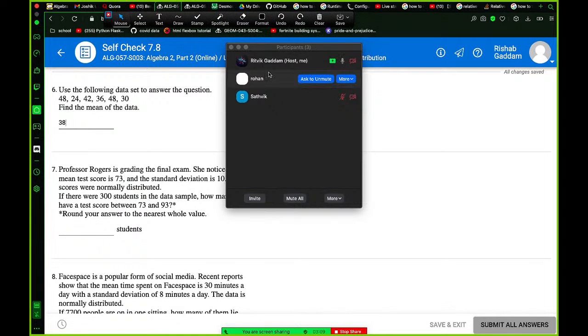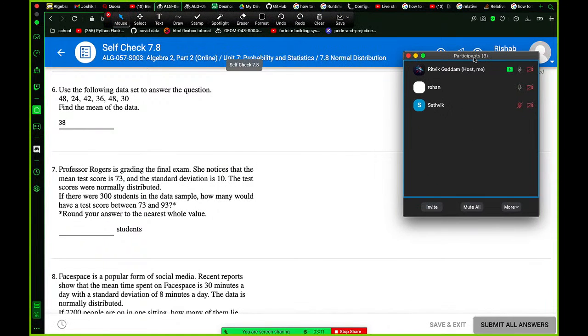So number 7. If you want to do number 7, then raise your hand. I just need to do something real quick. Be right back. Okay, I'm back. So if you want to do this one, then raise your hand. Okay, it seems like Rohan is raising his hand. So yeah, Rohan, you can do this one.